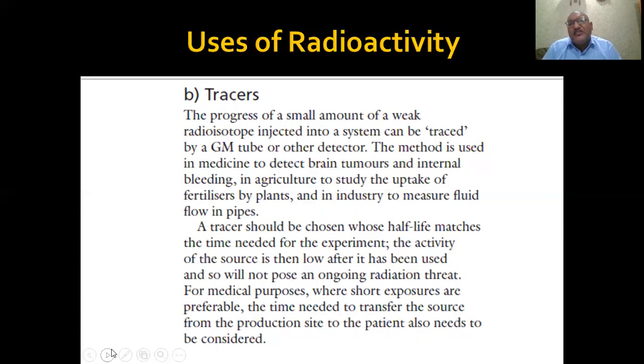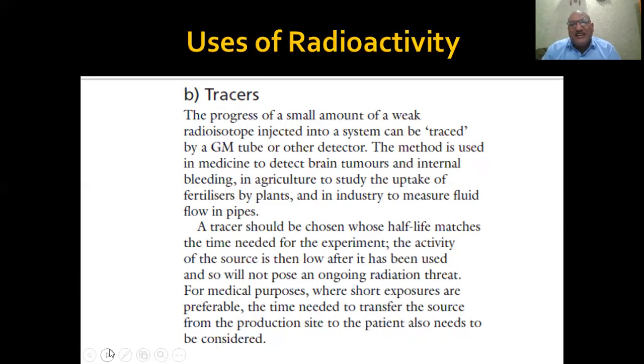Another use of tracers is for underground pipes. For example, if you have underground pipes and some leakage is happening, and that piping is underground, it's very difficult to exactly locate where the leakage is happening. So we mix the radioactive isotopes with some liquid, and we inject that liquid into that piping. By using a detector on top of the ground, we check the radiation levels, and wherever the level of the radiation goes up, it means the pipe is leaking. So this is the function of a tracer.